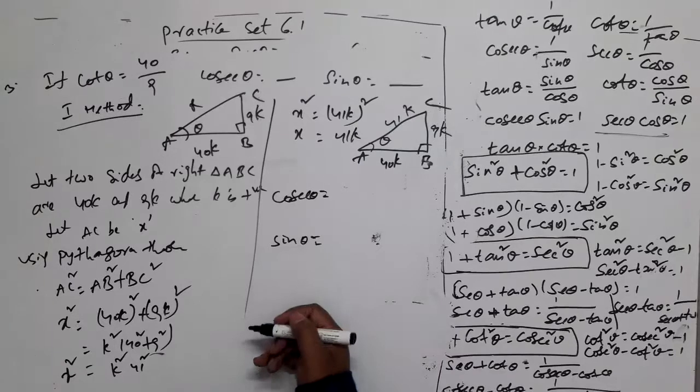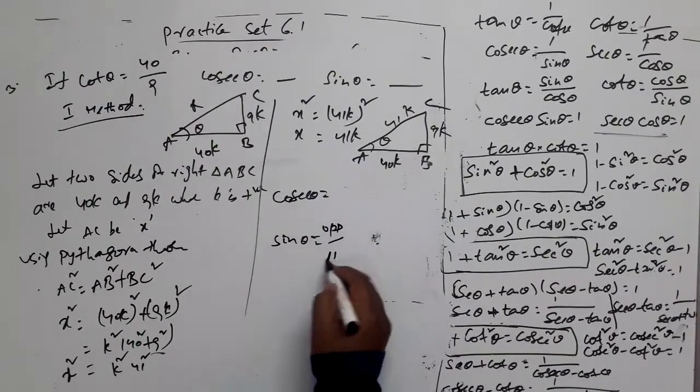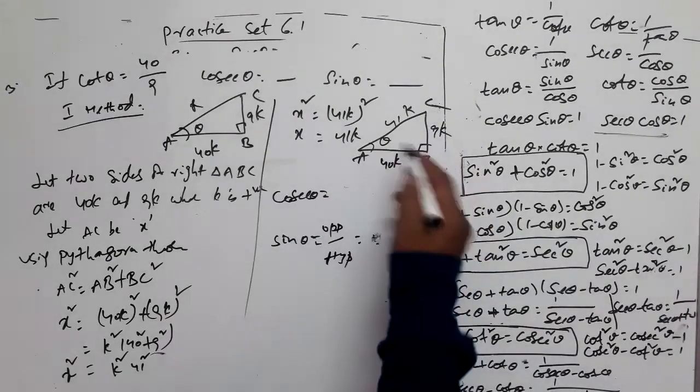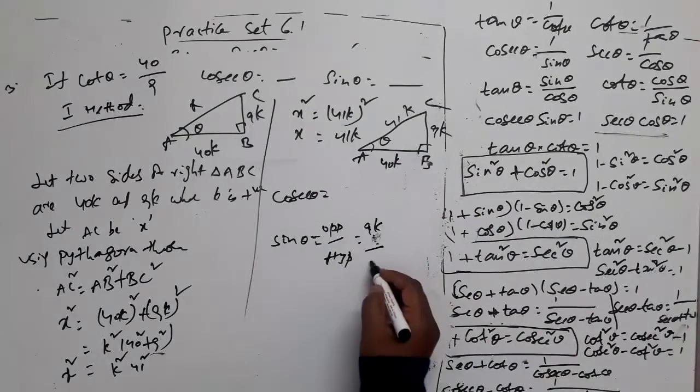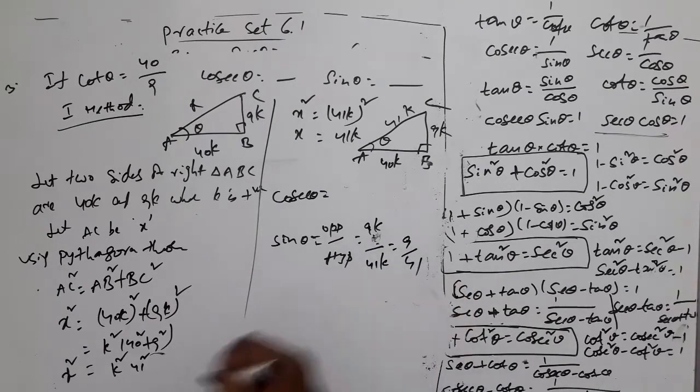Reciprocal of sine. What is sine? Opposite side by hypotenuse, right? For this theta, opposite side is this, hypotenuse is this. So this is 9K by 41K. KK get cancelled, so this is 9 by 41.